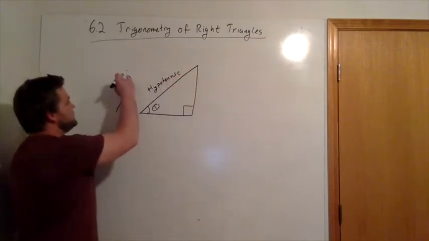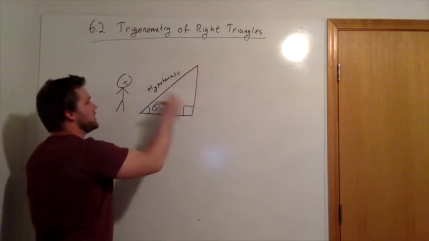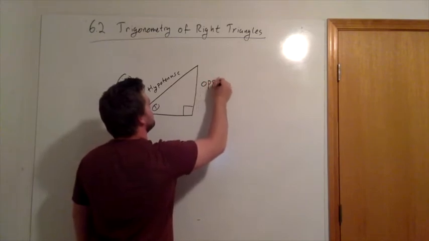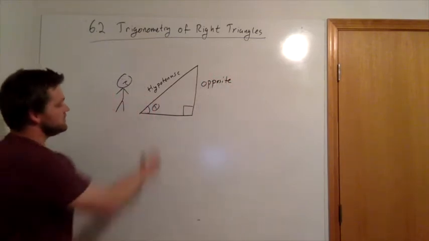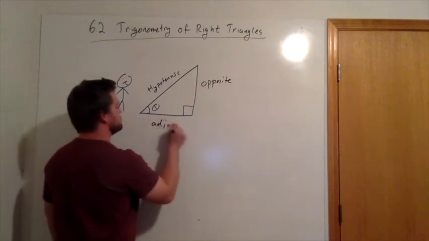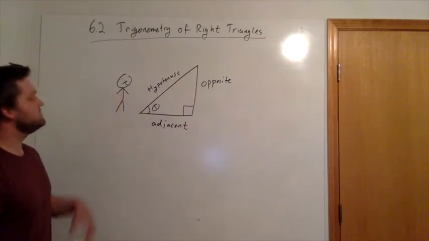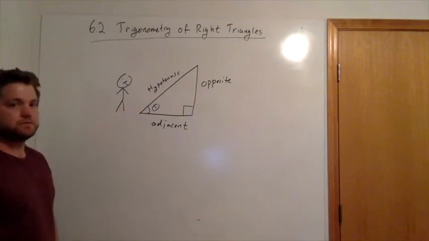Now if you're standing here and we're looking straight ahead, this would be the wall you're staring at. We always call this side here the opposite. Now the other leg we call the adjacent. The word adjacent means to touch. It's the other side that's not the hypotenuse that's touching the angle.